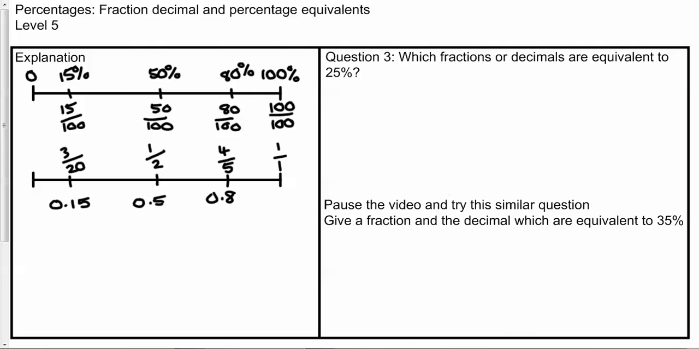Another way of looking at it is that we take 15 and we divide it by 100. We take 50 and we divide it by 100. We take 80 and we divide it by 100. And that's how you can convert to the decimals.